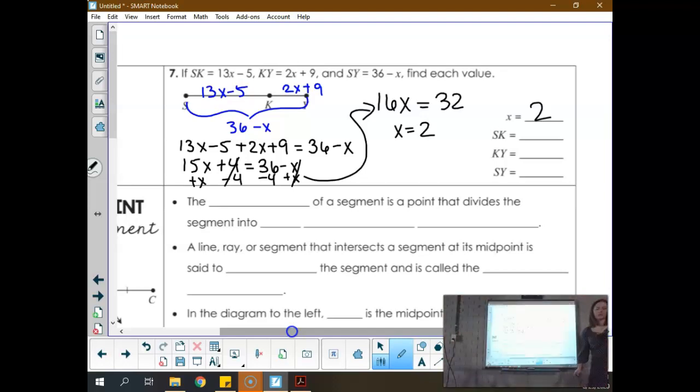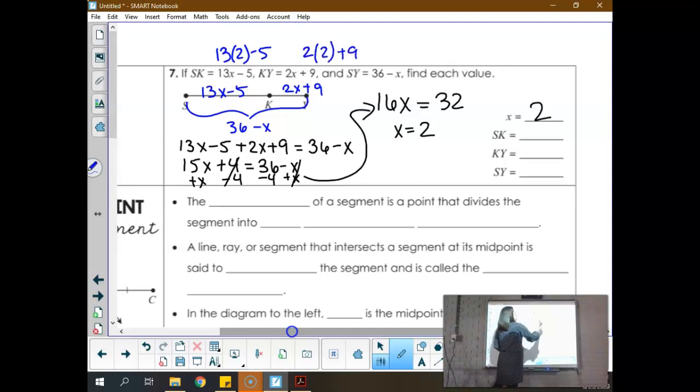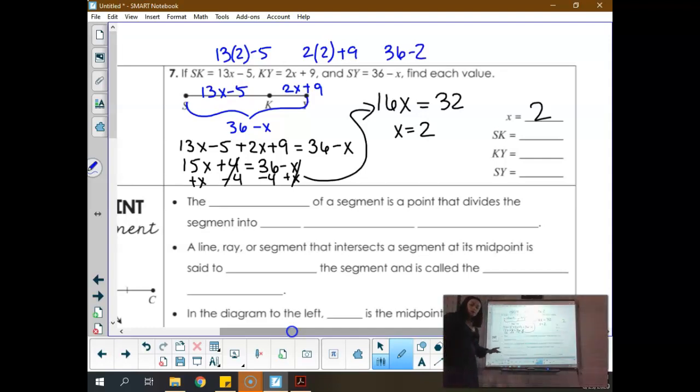Everything else is just plugging stuff in. So I need to plug in x equals 2 here, here, and here. So 13 times 2 minus 5, 2 times 2 plus 9, and 36 minus 2. Then you just got to make sure you write them in the right spot. So for SK, 13 times 2 is 26. 26 minus 5 is going to be 21.